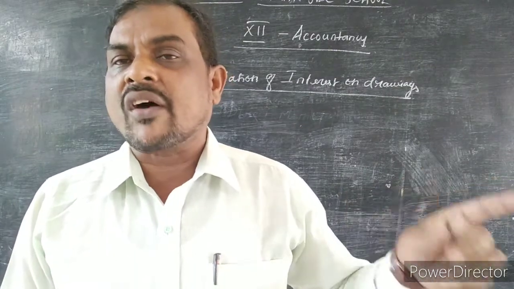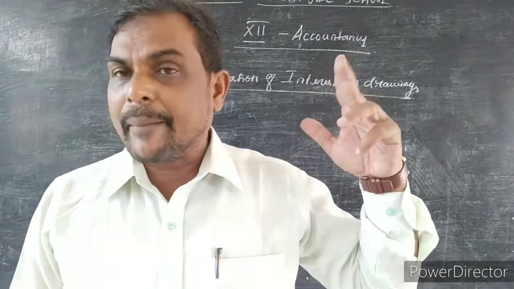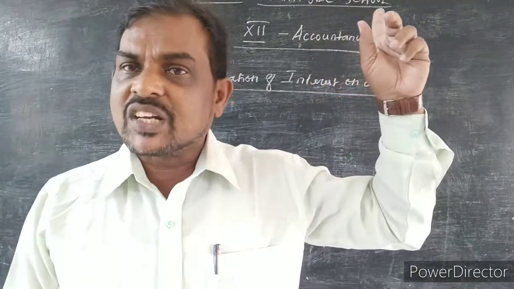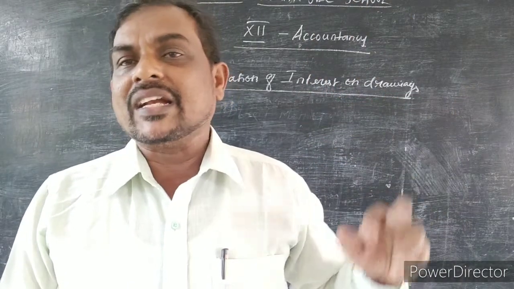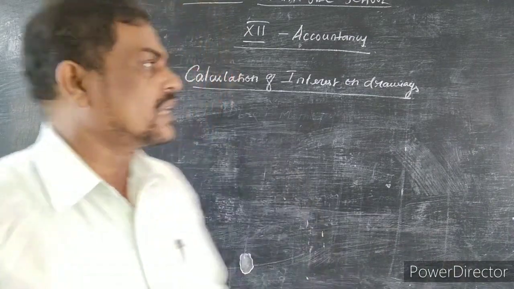That is why interest on drawings will come on the credit side, because interest on capital is an expense, so it came on the debit side, but interest on drawings is income. That is why it will come on the credit side.